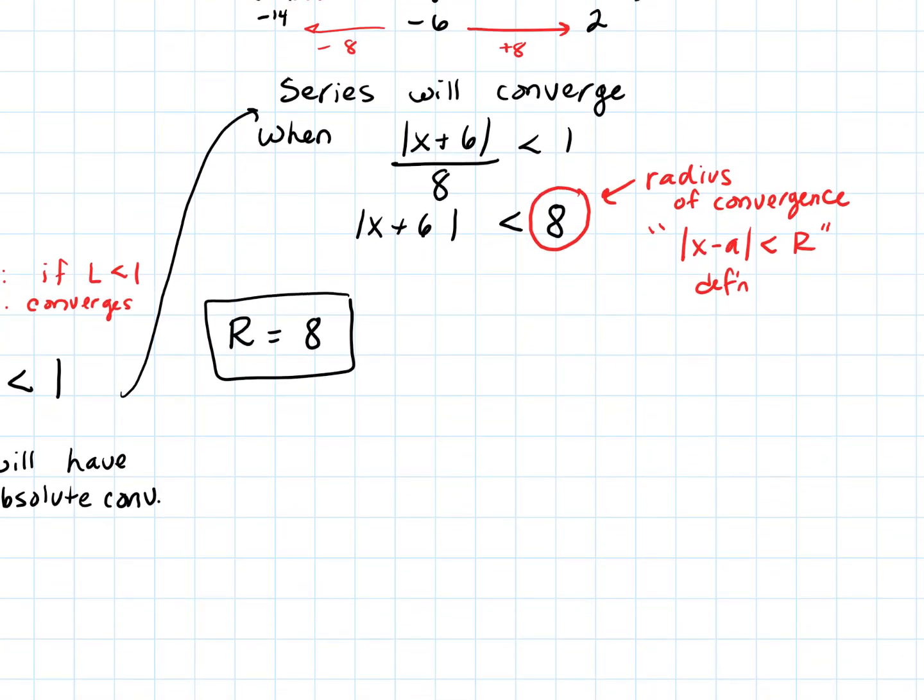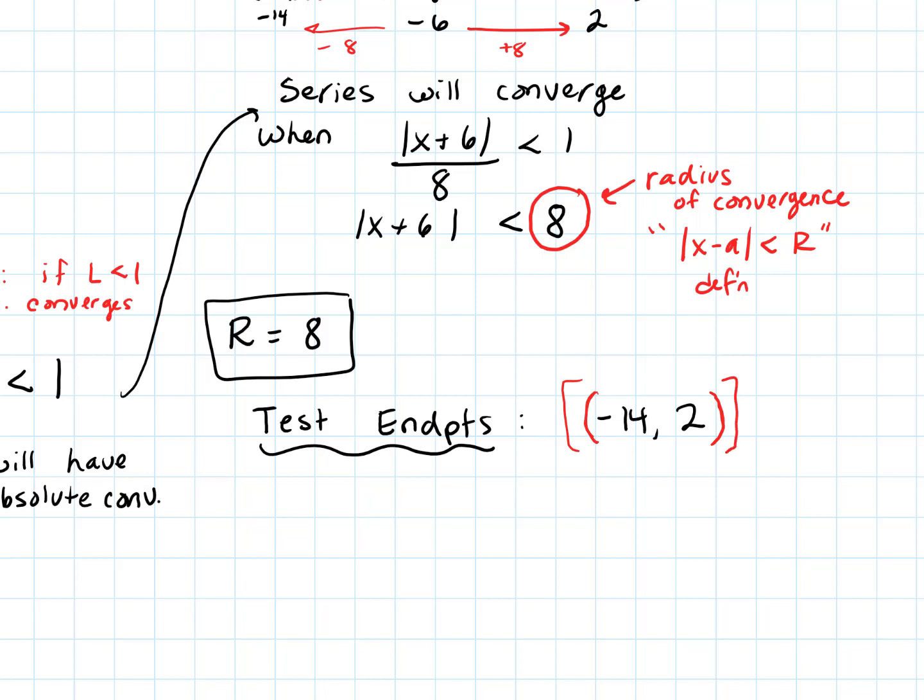So let's come down here now and let's actually do our testing. So let's test those endpoints for convergence. What we know right now is we've got -14 to 2. I'm going to just put red parentheses around here. We just don't know if this is what we don't know. I'll put parentheses and brackets. We're not sure yet, so we've got to figure that out. So we know we're between -14 and 2, but we've got to test each of those.